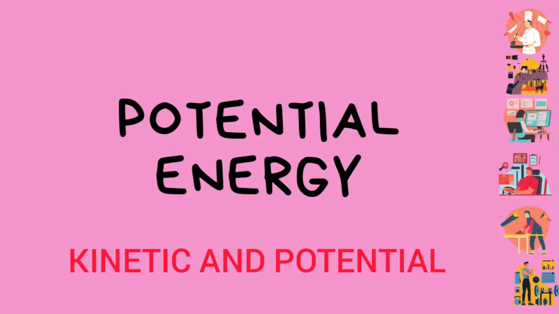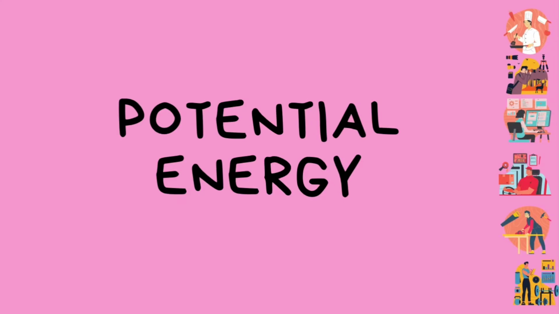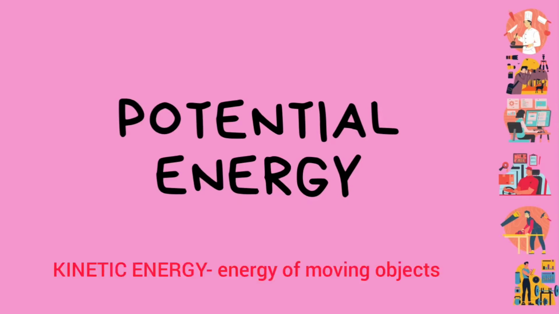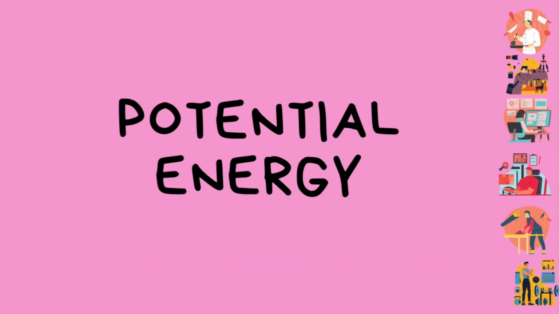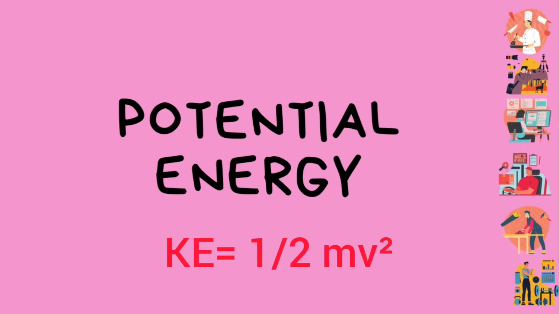So, na-discuss na nga natin yung kinetic energy nung nakaraang video lesson. The simplest case of mechanical work is when an object is standing still and we force it to move. The energy of a moving object is called kinetic energy. So, inaral na nga natin yun. For an object of mass moving with velocity of magnitude, this energy can be calculated using the formula kinetic energy is equal to 1/2 mv squared.